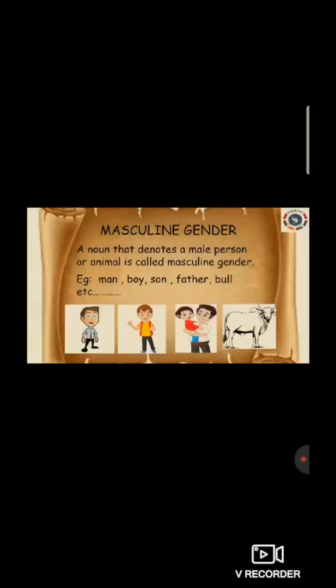For example, students, you can see the pic. Yes, the very first one, it's a man. Second one, boy. Third one, there are 2 characters, right? One is son and the second one is father, right? And the last one, it's a bull, etc. etc. means many more. Understood students, everyone now? What is the meaning of masculine gender? Okay.